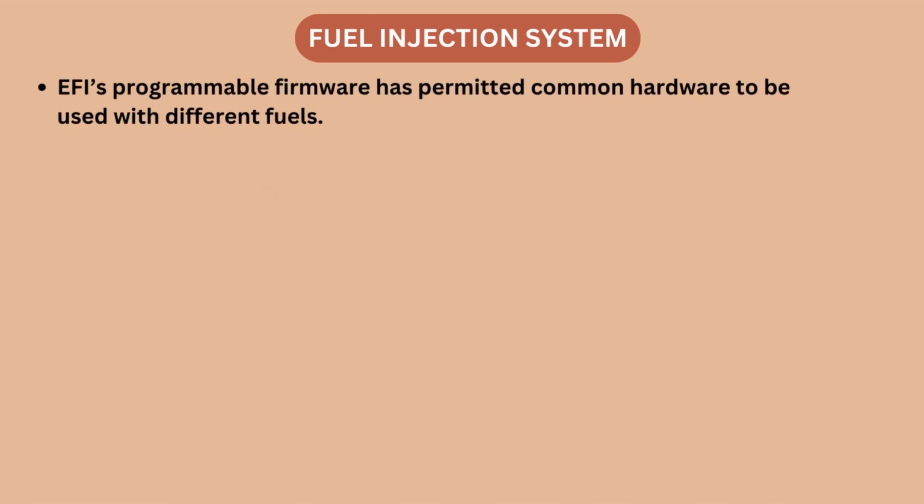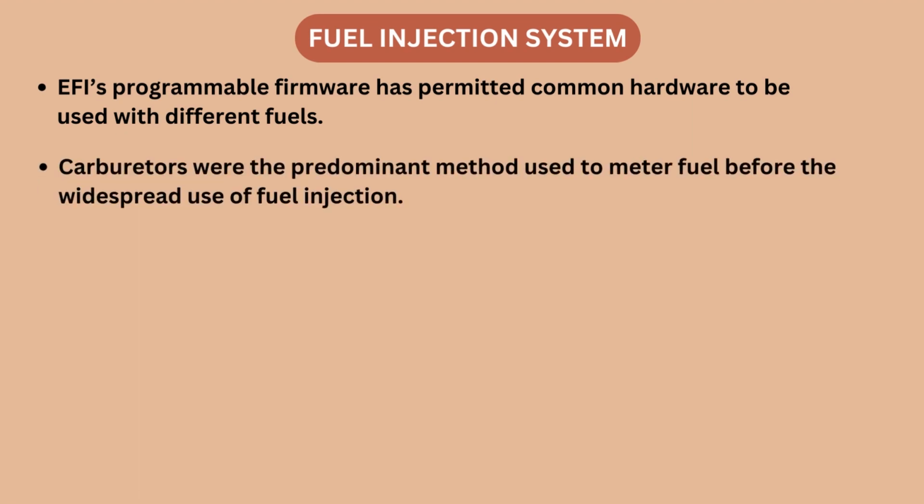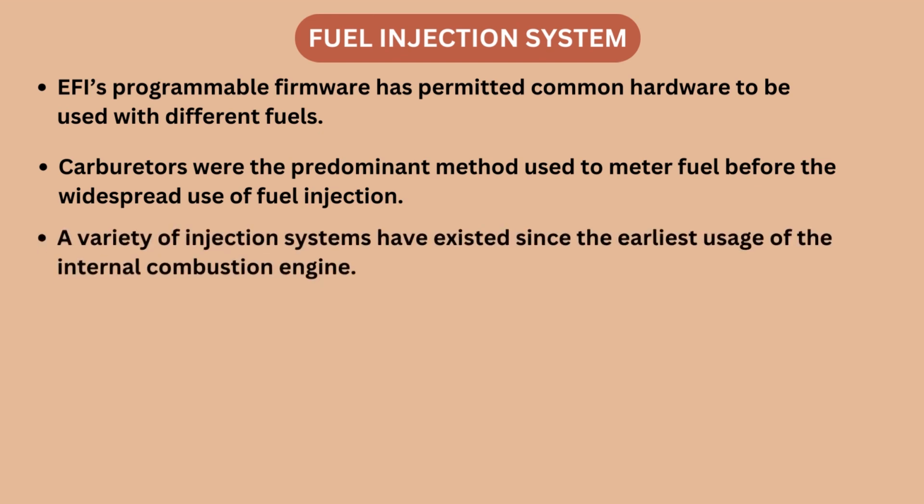So here it is, a programmable firmware which has permitted common hardware to be used with different fuels. Earlier, carburetors were used, which were the predominant method used to meter fuel before the widespread use of fuel injection. A variety of injection systems have existed since the earliest uses of the internal combustion engine.